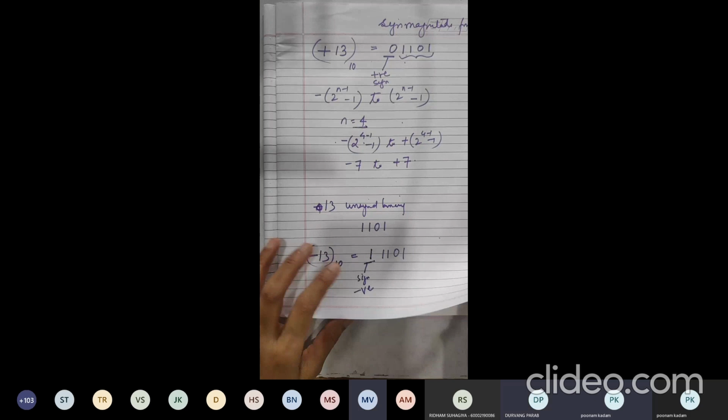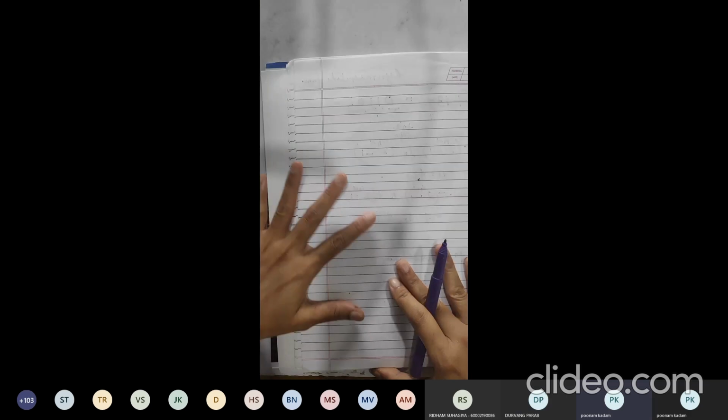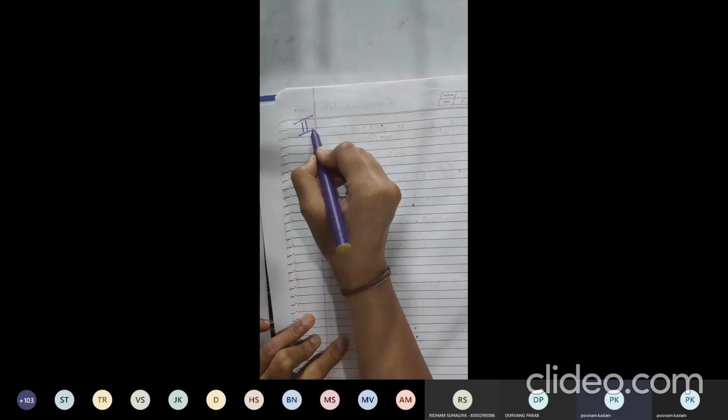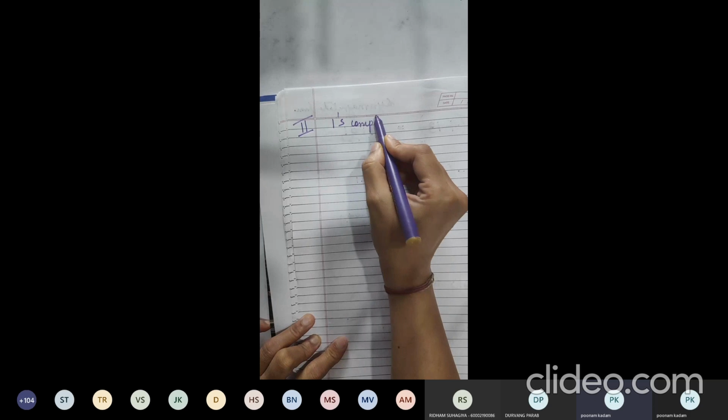Sure, I'll proceed. Now, I have already told you the drawback of this representation, and that is that there are two ways to represent decimal number 0. The second way of representing signed binary numbers is called one's complement representation.